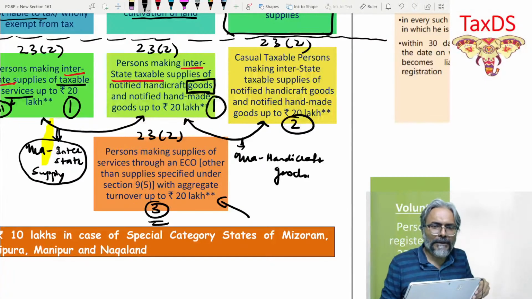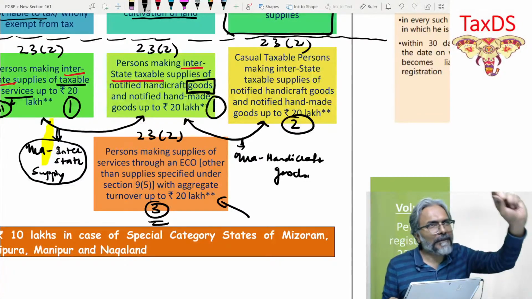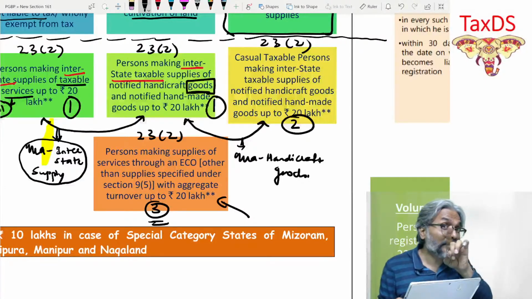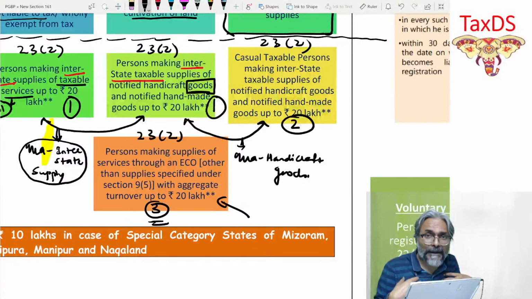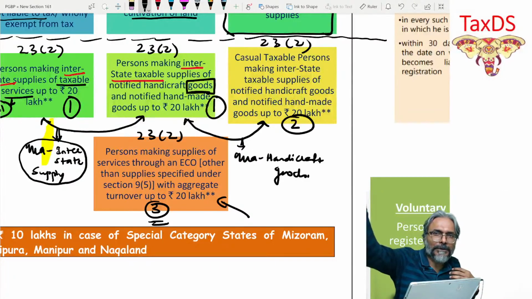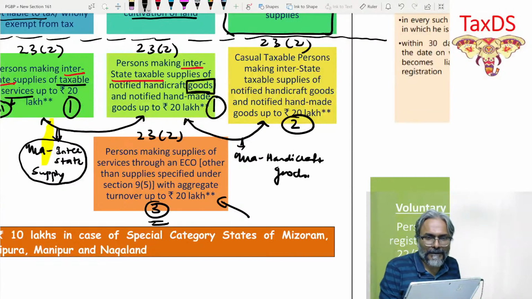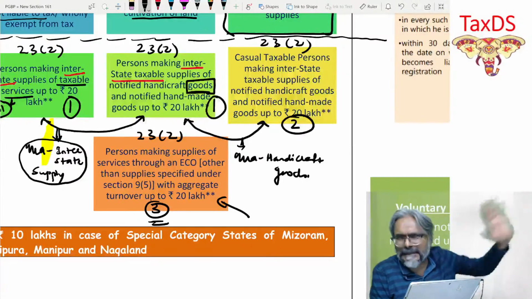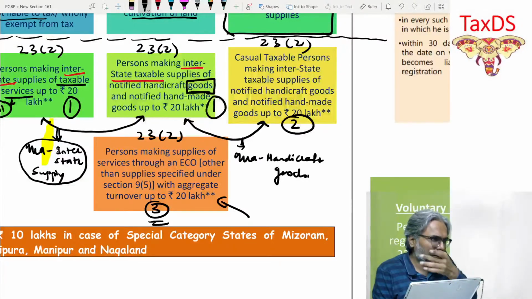Now I tell you that, look, boss, my value of supply is only up to rupees 20 lakhs. And that too, I'm only a service provider. So if I am supplying any service through ECO, students, and the value of service does not exceed rupees 20 lakhs, then in that case, will the exemption be applicable? And the answer is yes. 20 lakhs or 10 lakhs as the case may be.